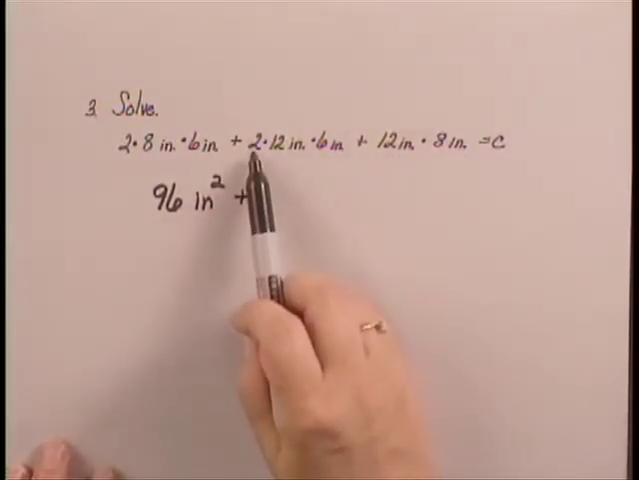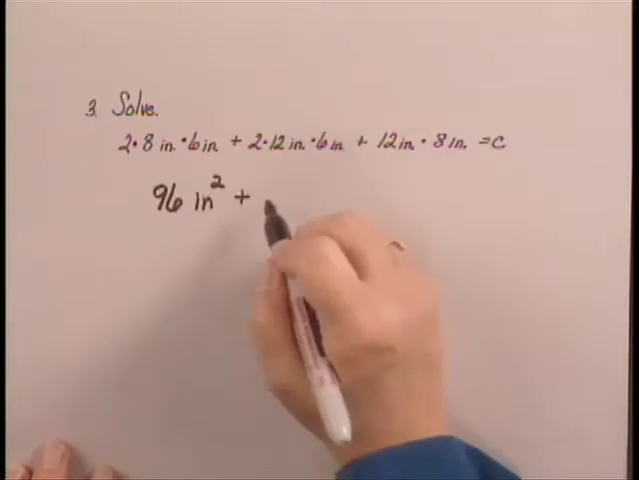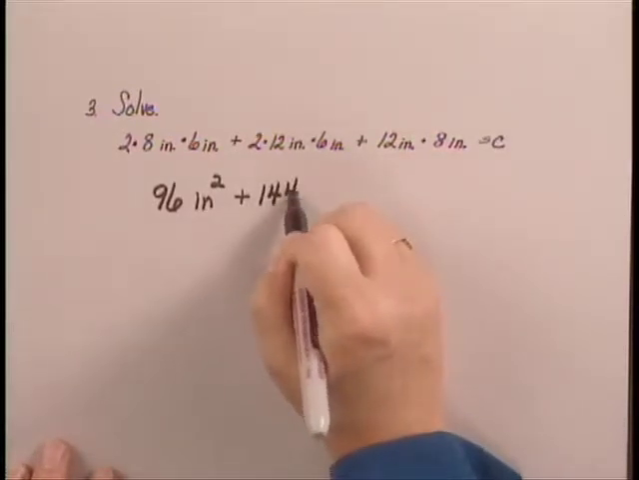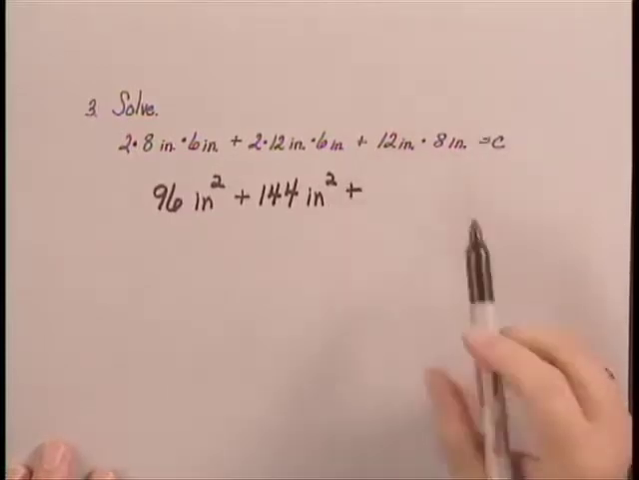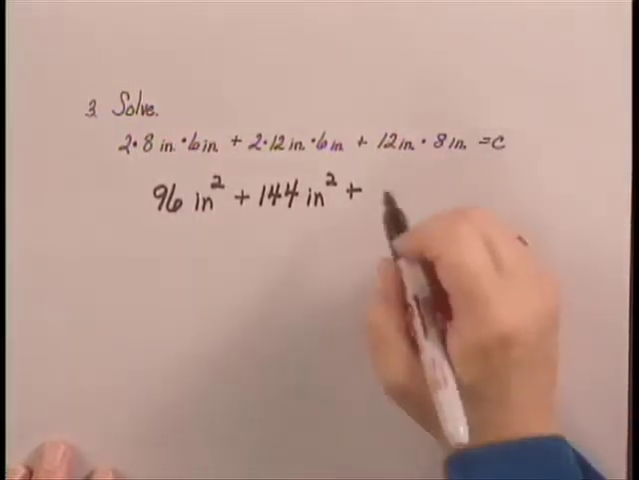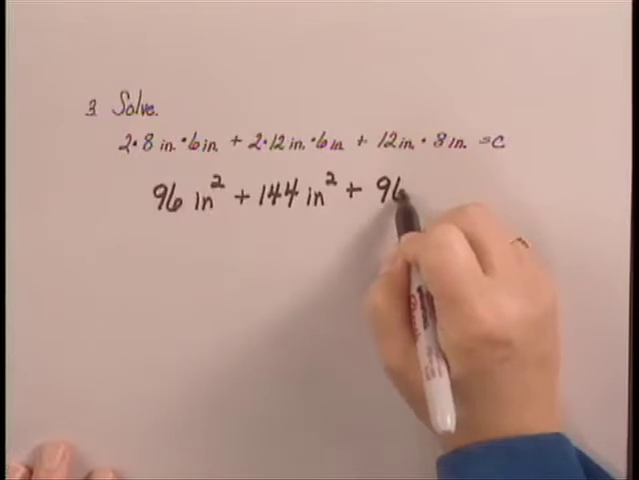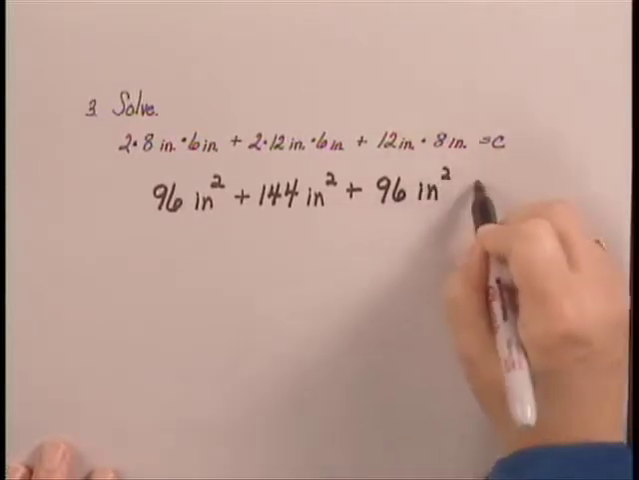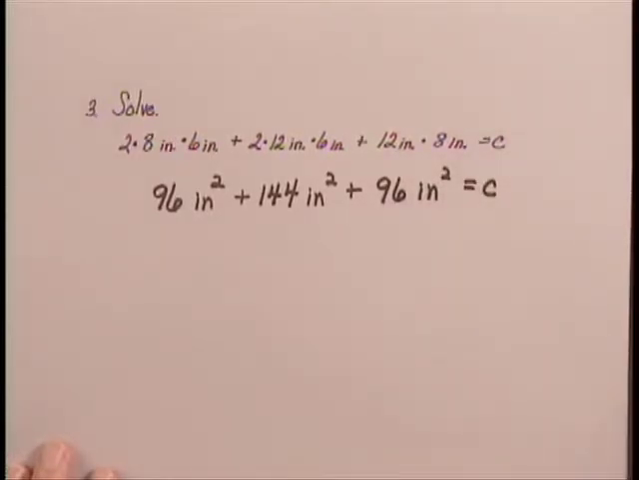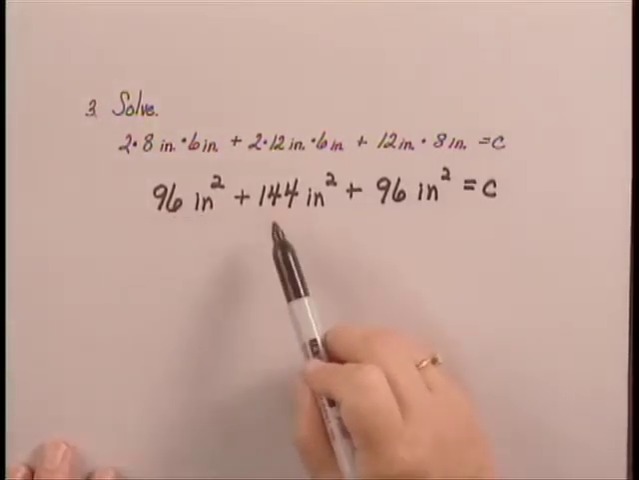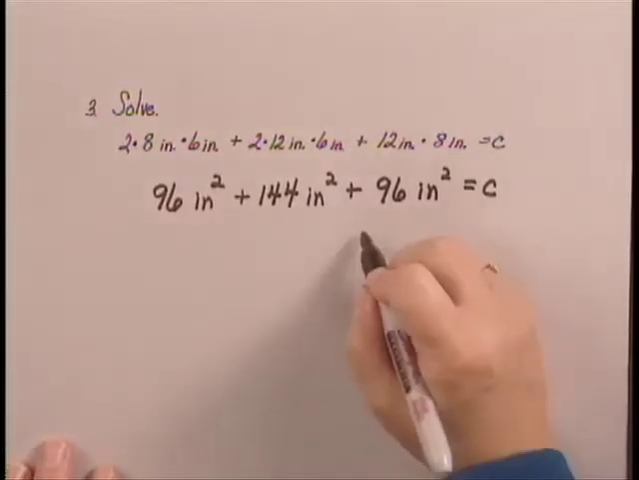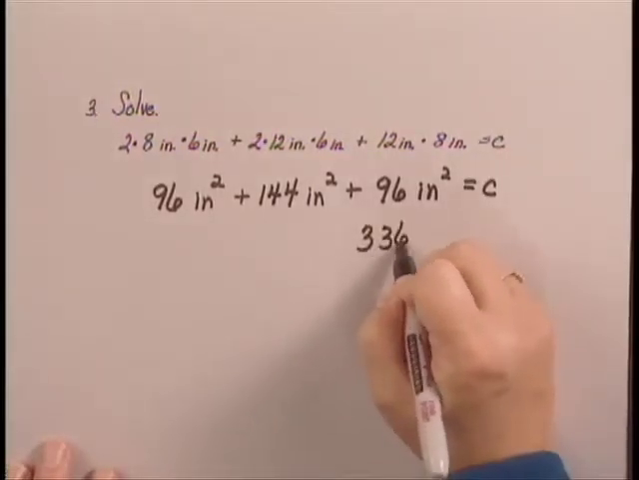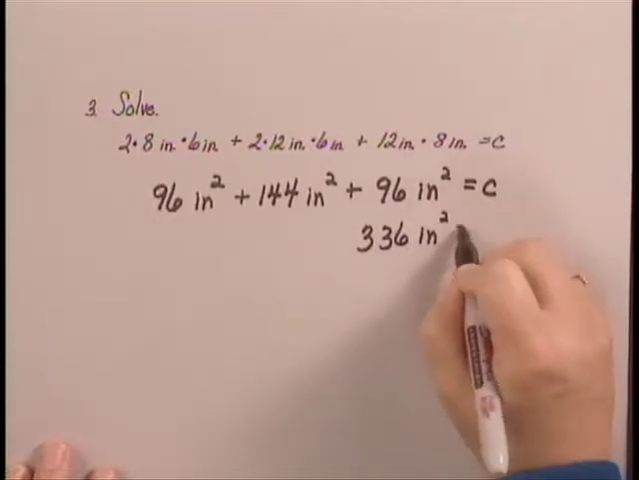Then I have 2 times 12 inches times 6 inches. So I'm multiplying 2 times 12 times 6. I get 144. Again, my unit will be square inches. And finally, I'm multiplying 12 inches times 8 inches. I get 96 square inches. Now that I've done the multiplications, I can do the additions. 96 square inches plus 144 square inches plus 96 square inches is 336 square inches, and that equals C, which is the total area.